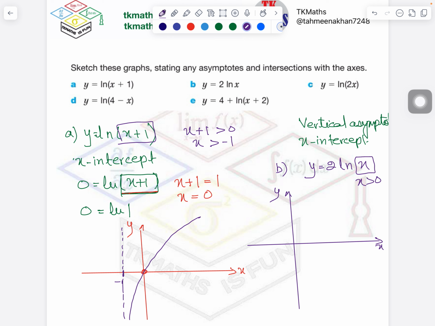So it means at x equals 0, this line is called x equals 0. So this is your asymptote. Okay. And for the x-intercept, what do you do? For the x-intercept, you need y equals 0. So y will be 0 only and only when this thing will be 1. So you will put x equals 1. So the curve will pass through x equals 1. So the sketch will be something like this, right?